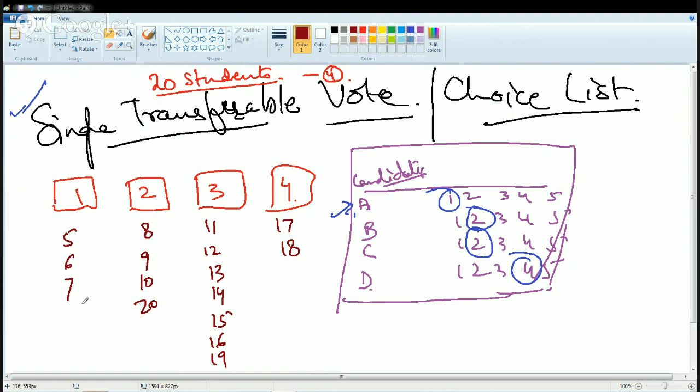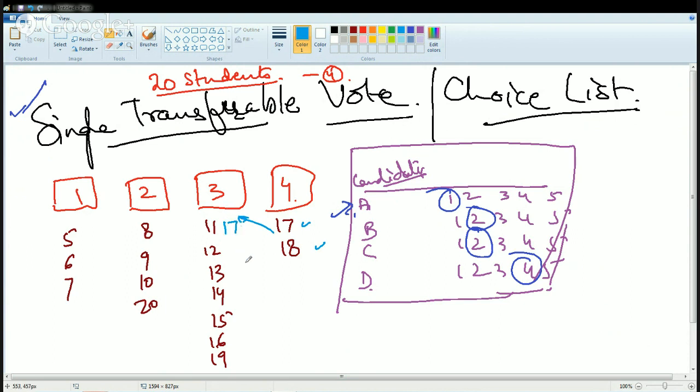So 5, 6, 7 students voted for 1 and so on. Now what would happen is these 2 students who are at this end, 17 and 18, what will they see? They'll see, okay, this candidate is not likely to win because we are only 2 standing behind him. So he is not a candidate who would win. So let me shift my party. So 17 will jump to candidate 3.